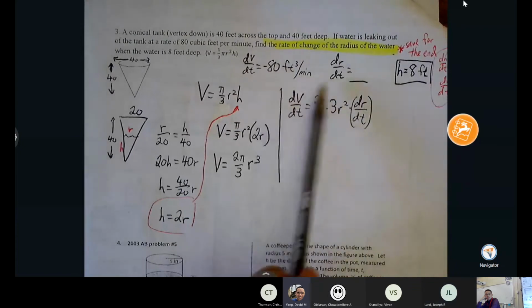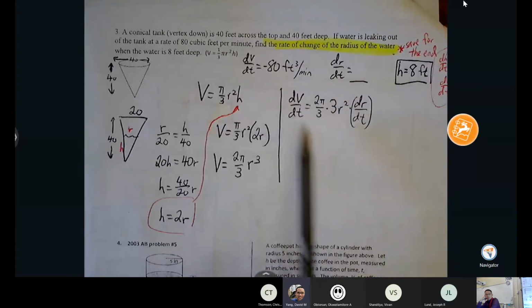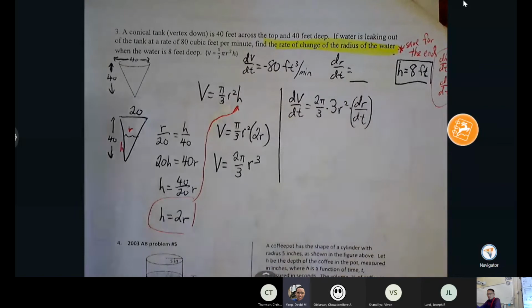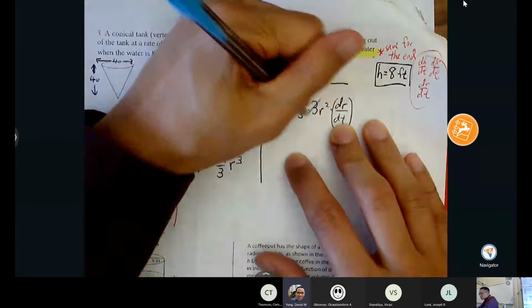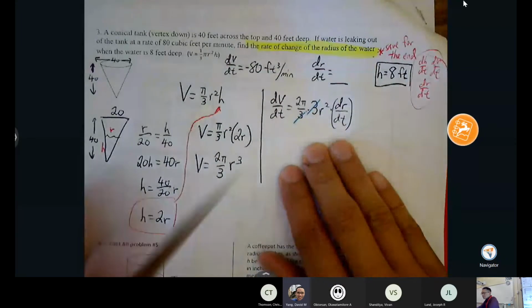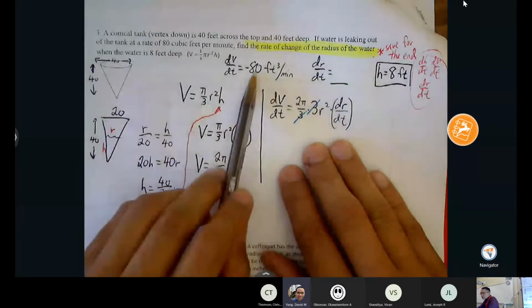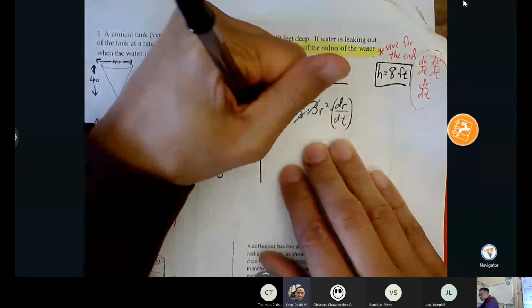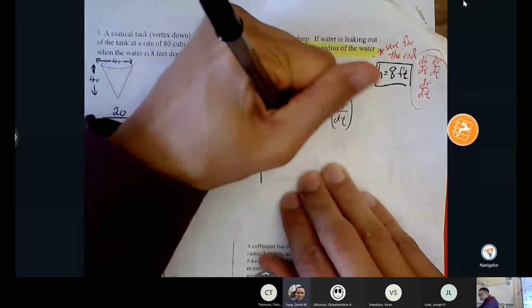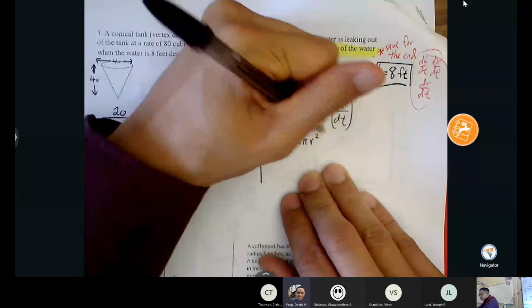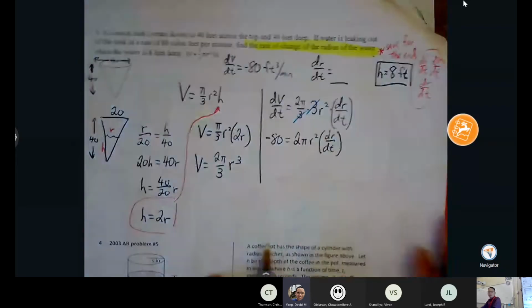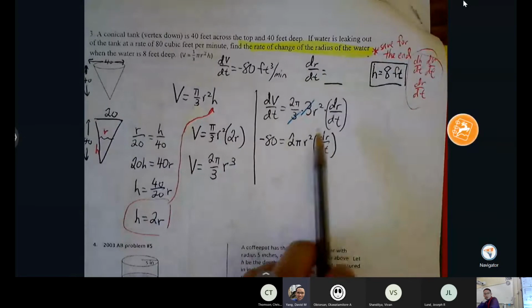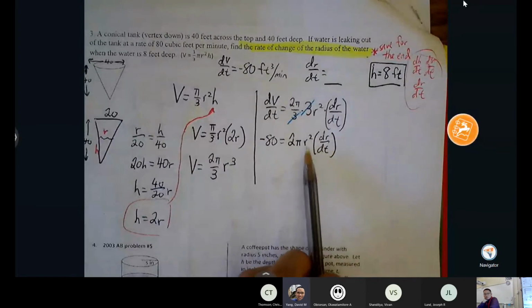And then now we can work some values in. However, there is another step we got to worry about here. Let me clean this up. Let me get the 3's to cancel out. I can go ahead and put that negative 80, right? But there's still something that we don't have direct information about. We want r. Do we have the radius of the water level?